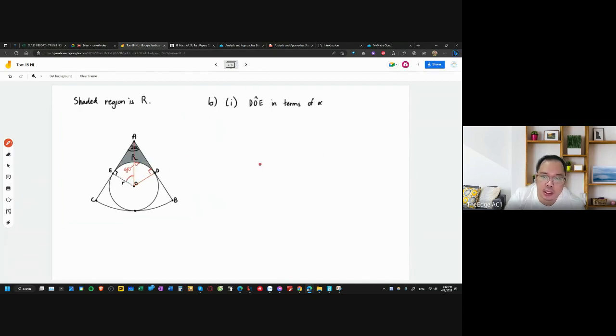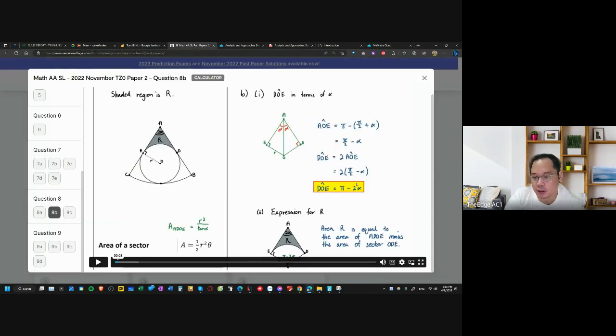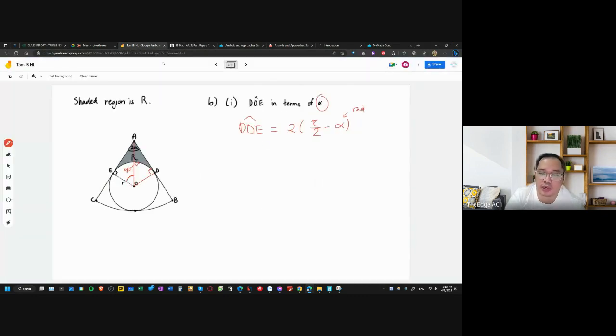Shaded region is R in terms of alpha. Okay, in terms of alpha. So that angle, DOE, is 2 times 90 minus alpha, in terms of alpha. If alpha is not in degrees but radians, we change 90 to pi over 2. Okay, alpha in radians. According to the answer, just like that. Very simple.